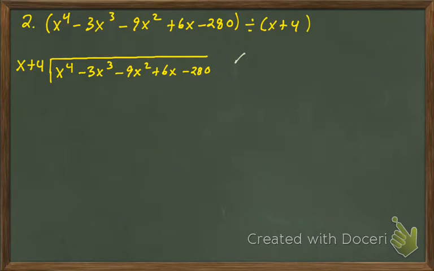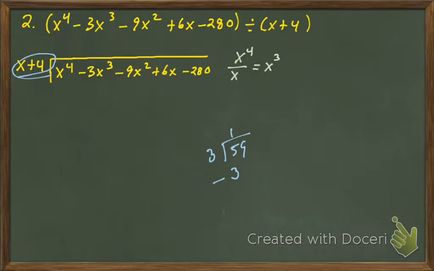Like before, when we were doing 3 into 59, we wanted to know how many times 3 went into 5, and that was once. So here we're going to ask ourselves the same question: how many times does x go into x to the fourth? Another way of doing that is x to the fourth divided by x is x cubed. Then, like when we did 3 into 59, 3 went into 5 once, and then you did 3 times 1, which was 3, and then you subtract. So we're going to do the exact same thing, but what's a little bit different is we have x plus 4.